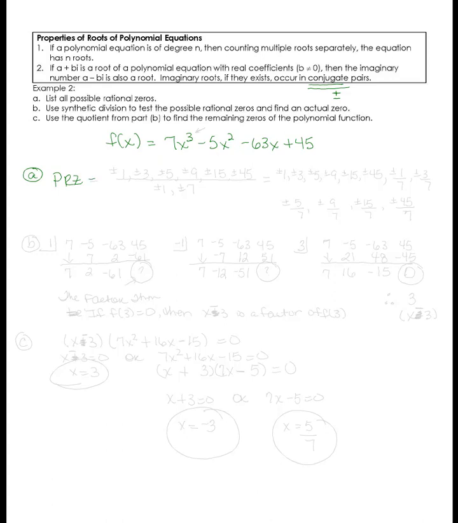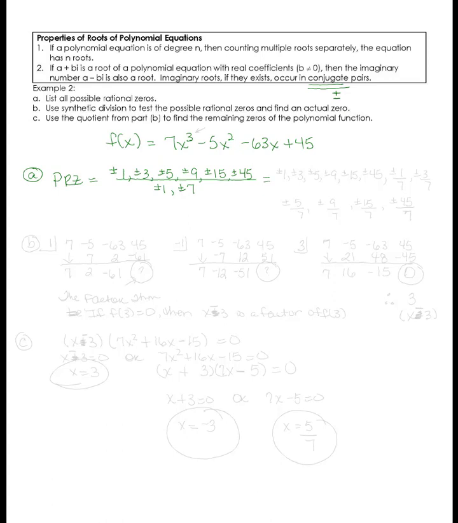So for our possible rational zeros, we're going to list all the possible factors of 45, that's our constant term. So we have plus or minus 1, plus or minus 3, plus or minus 5, plus or minus 9, plus or minus 15, plus or minus 45. Then we list the factors of the leading coefficient, and that is 7. We have plus or minus 1, plus or minus 7.